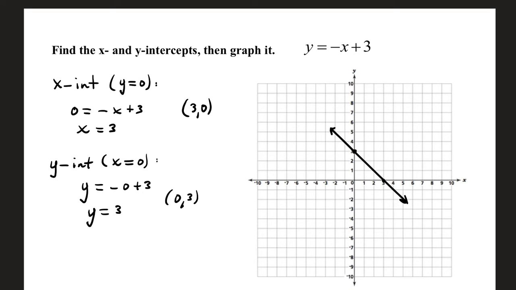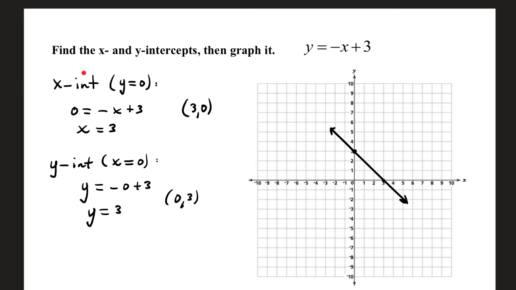Now, from the previous video, we would plot 0, 3, which is our y-intercept, and then we would count down 1 over 1, put another dot, and then connect those. That's a valid technique. That's graphing using slope and y-intercept. If you want to employ a method where you graph by using intercepts, that's also a good technique in many cases.